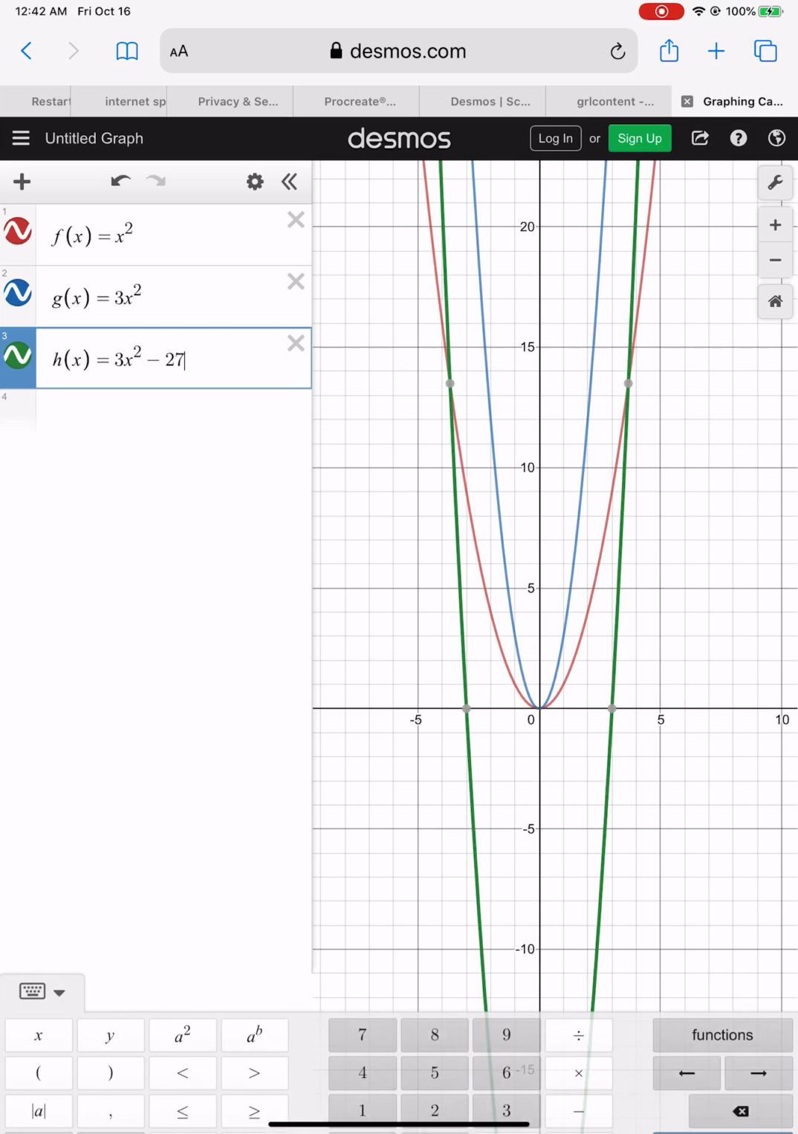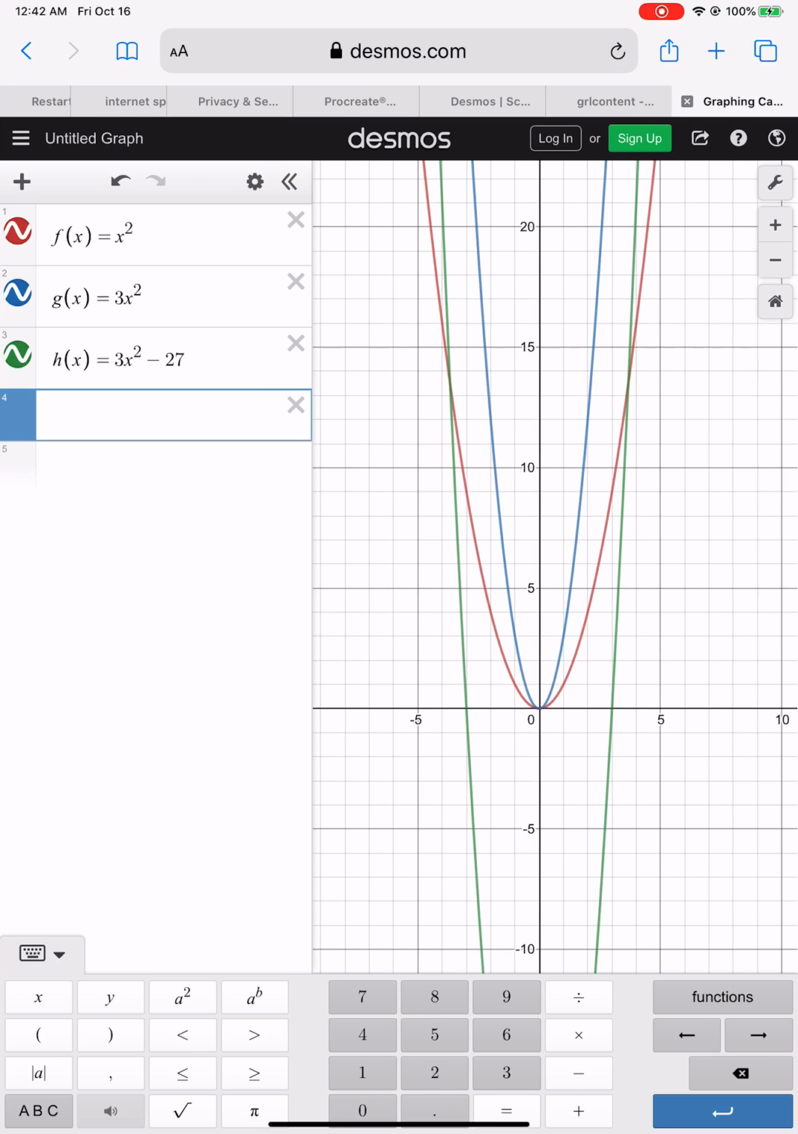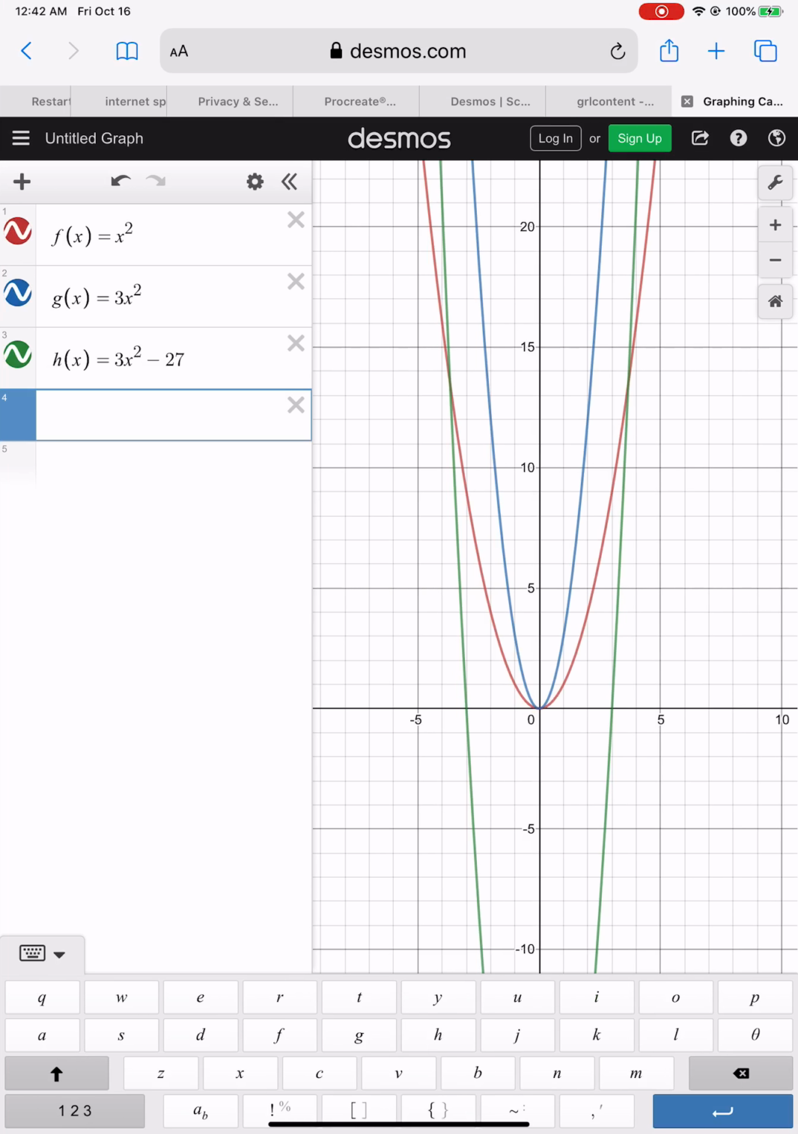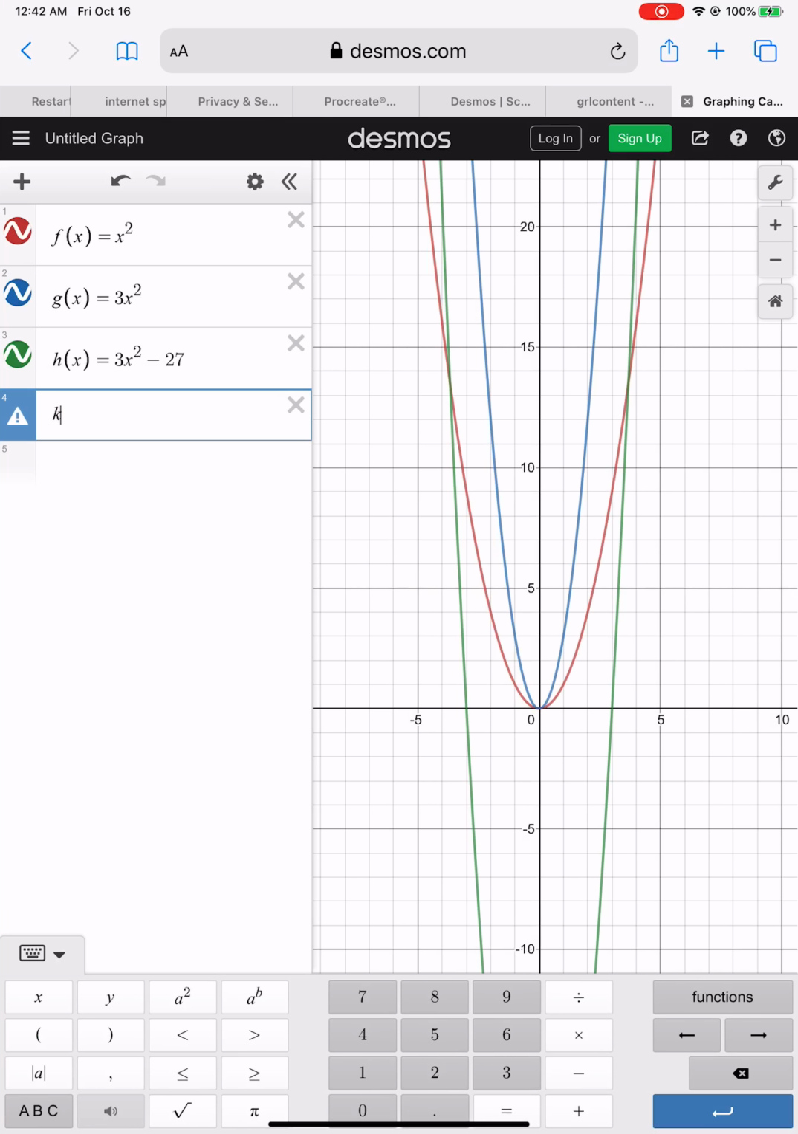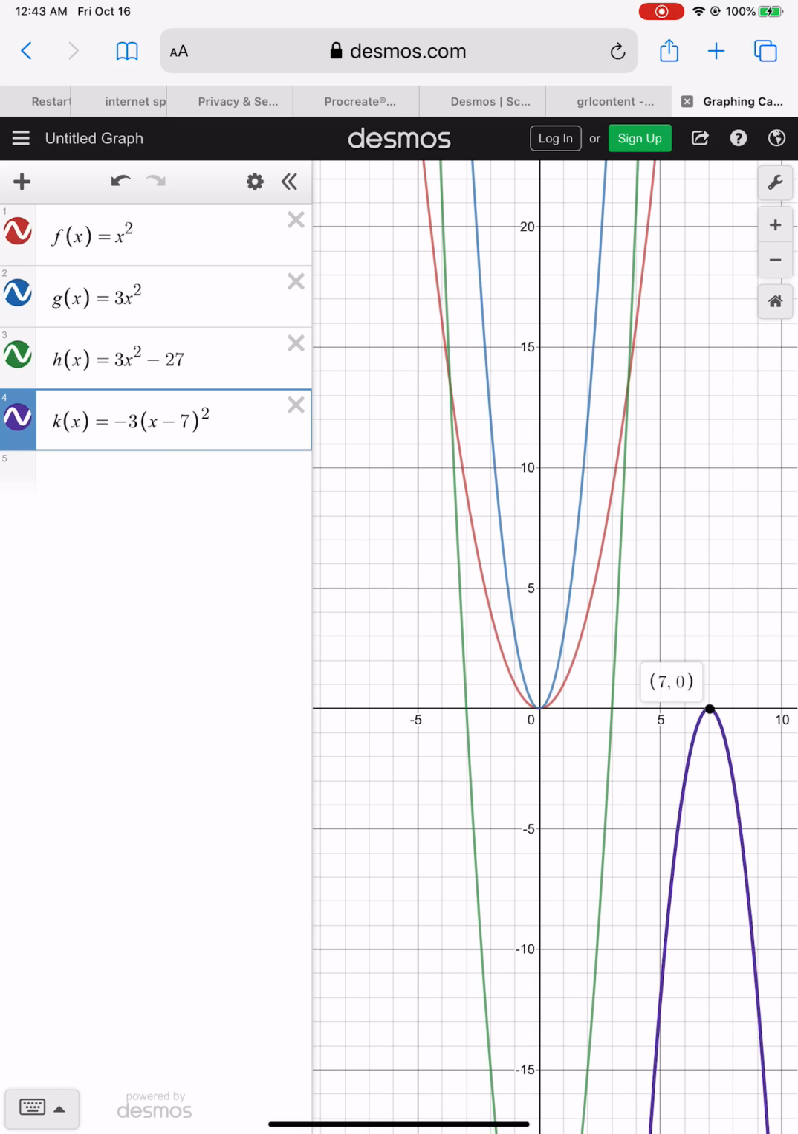And then the next one, I'm going to graph the k function. k of x equals negative 3 times the quantity x minus 7, squared. The purple graph represents this one. The purple graph is going to be upside down because of the negative 3, and it's also stretched 3 times vertically. For the root, it's going to be x equals 7.